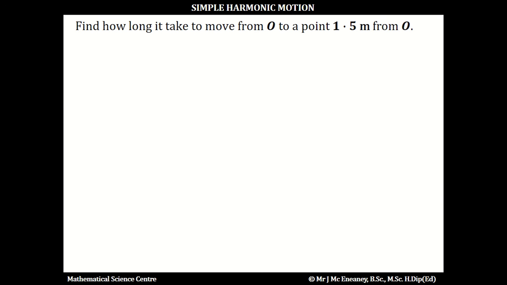Next of all, we want to find how long it takes to move from O to a point 1.5 meters from O. So the equation s equals 3 sine 5t. This equation shows the displacement of the particle after any time t. Now when s is 1.5, we're looking to find a value for t. So 1.5 equals 3 sine 5t.